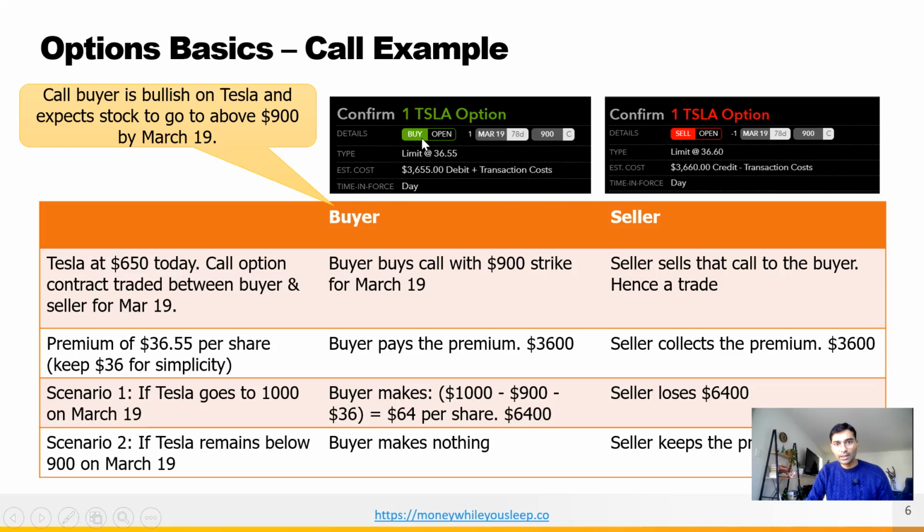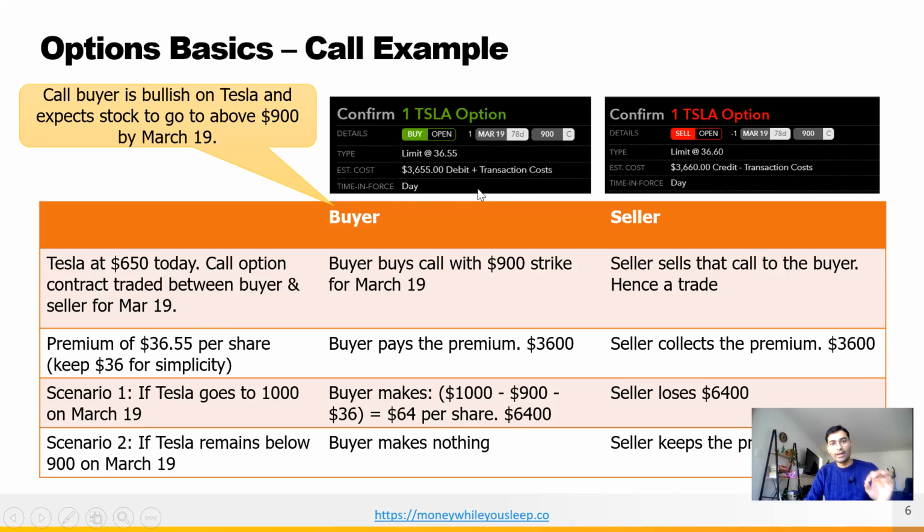So this is buy to open. So he's opening a contract. This is one contract, so this is plus one. Plus represents a call. March 19th, 78 days. When I placed this example over here, there were 78 days. And the strike is 900. So the buyer is expecting it will go above 900. He or she is betting that. And C is for call.